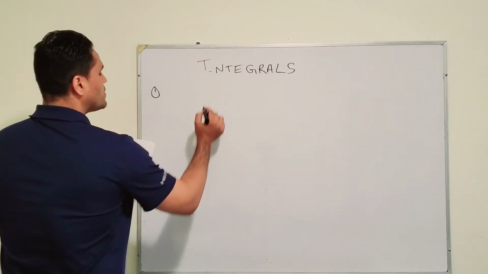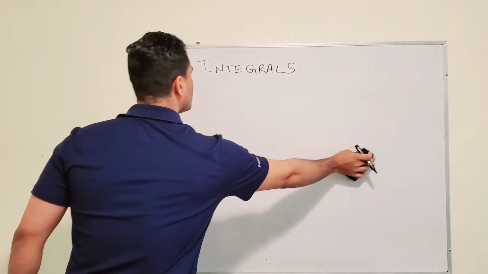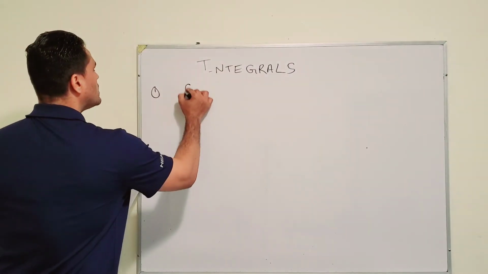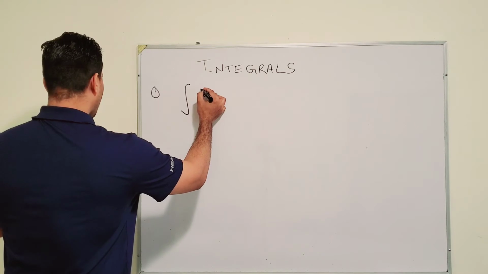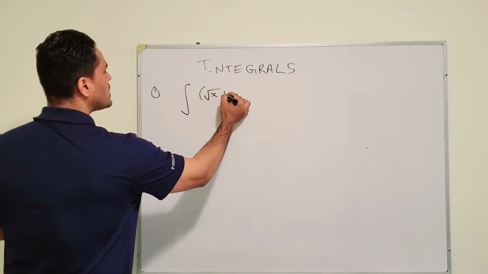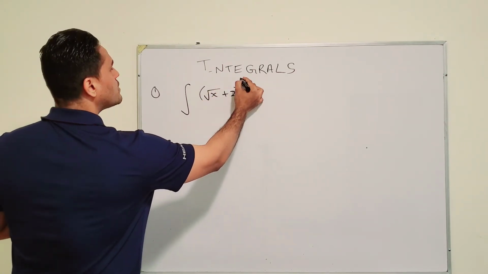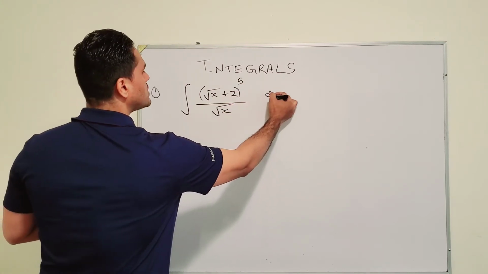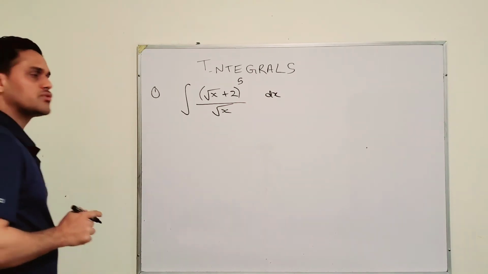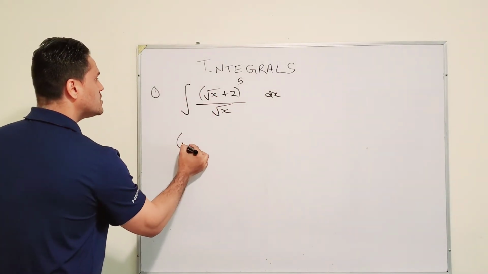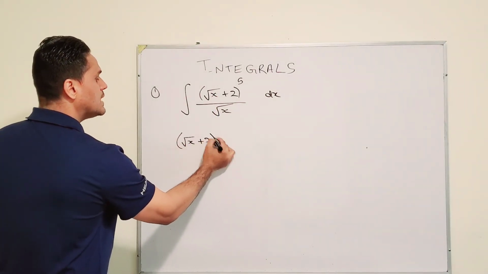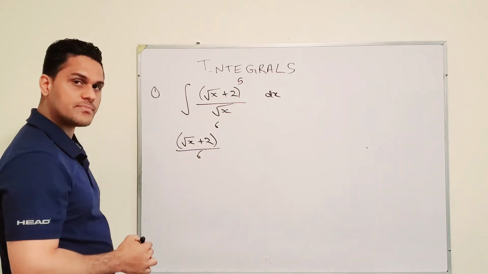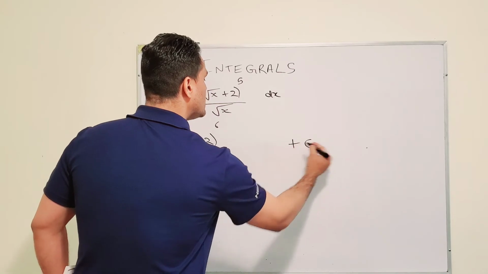Let's do another example. So we're trying to take the integral of square root of x plus 2 raised to the power of 5 divided by square root of x dx. So you're going to take your major term, which is square root of x plus 2, add 1 to its exponent, becomes 6 divided by 6. Okay, there's going to be plus c at the end.